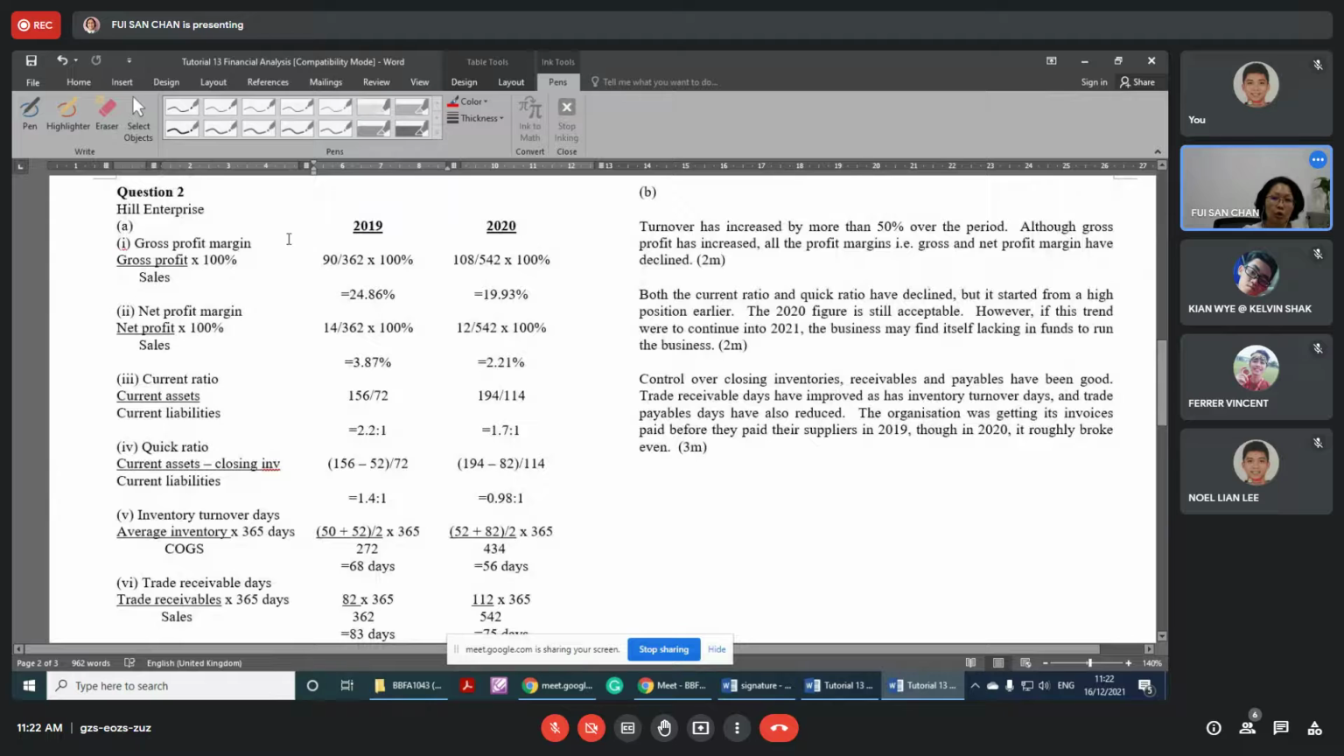Draw your table and write the formula also. Please write the formula: gross profit over sales times 100. Some marking schemes give marks for the formula. For degree, maybe not so sure, but normally for diploma, the formula actually has marks. For degree, maybe not, but it's good that you put down your formula so that you yourself can use it as a guide, isn't it? So no harm to actually put the formula.